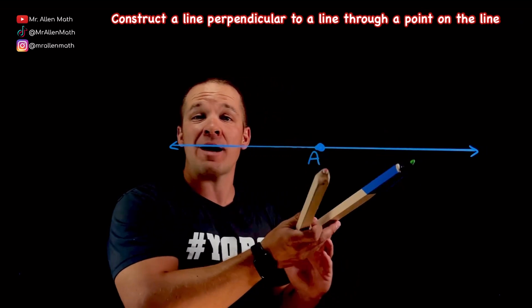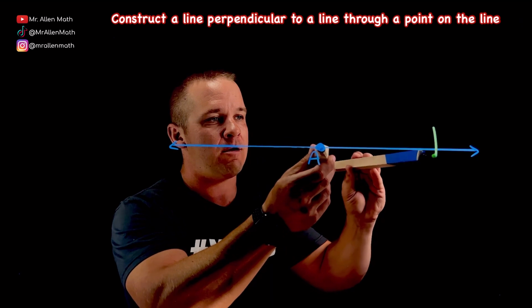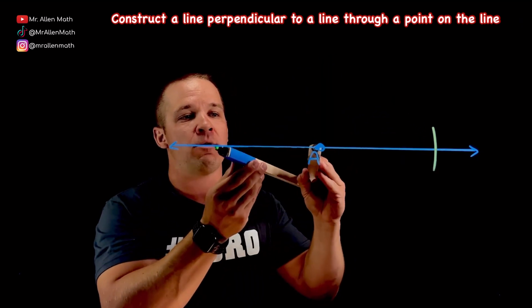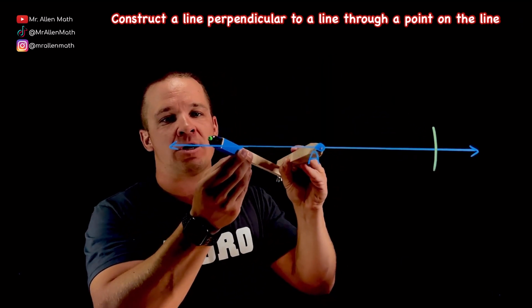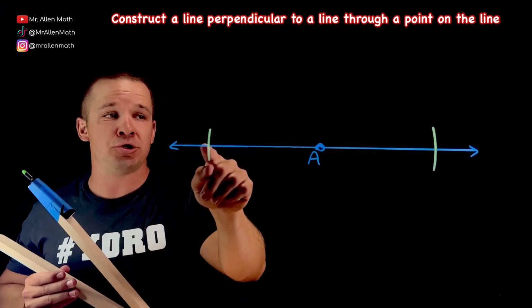And what I'm going to do is scribe two arcs. So I'm going to put the pointy end on that existing point, make an arc here, and I'm going to also do the same right over here, keeping the width of this compass the same. Okay, there we go. So what I've just done is I've created two new points.